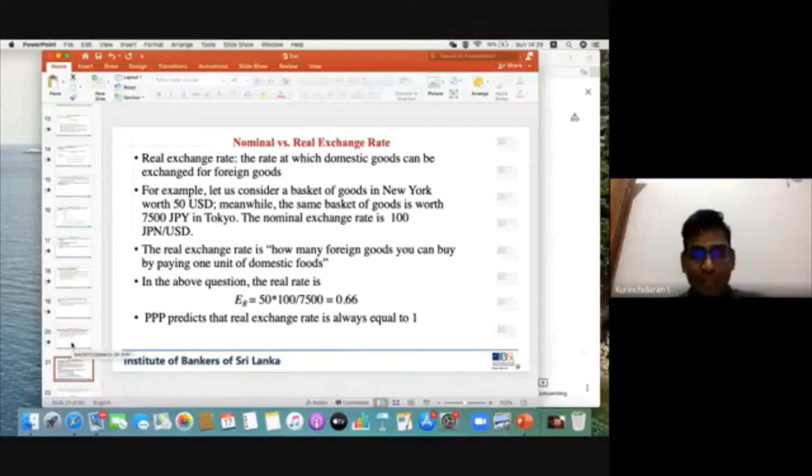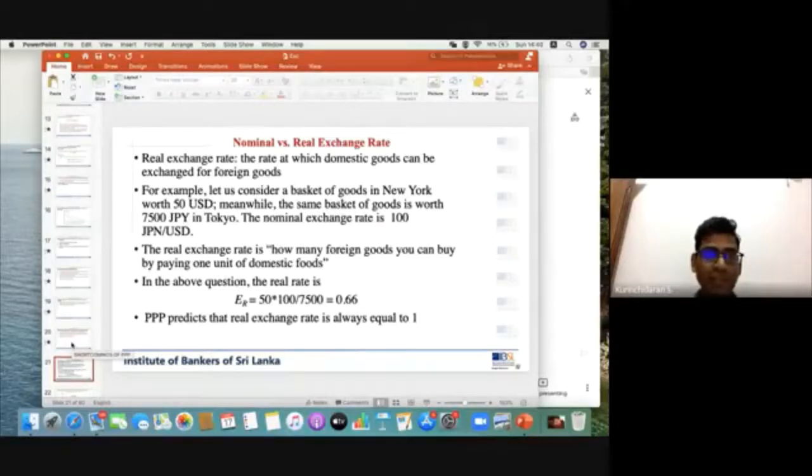Okay, up to now we have seen what is exchange rate, how that works through the law of one price theory and purchasing power parity. And as we saw in interest rate analysis, we saw two different measurements: nominal interest rate and real interest rate. Similarly, we also see in exchange rate as well, a nominal exchange rate and a real exchange rate.